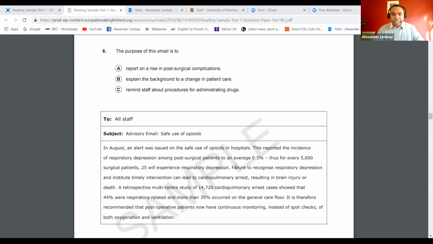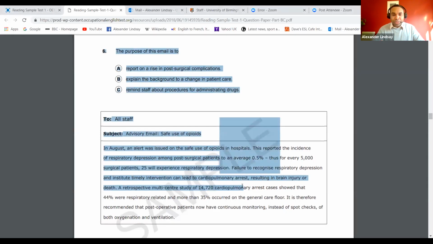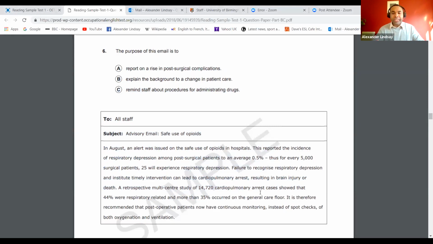If we have a look at the retrospective multi-center study, cardiopulmonary arrest cases show that 40% were respiratory related, more than 35% occurred on the general care floor. So this is talking about different statistics and what has occurred within a healthcare context, but it doesn't necessarily say that there has been a rise. It does give a lot of statistics, but we don't see a general trend saying, okay, it started here, it's gone up to an increased point. So I don't think that's going to be the main purpose of the email.